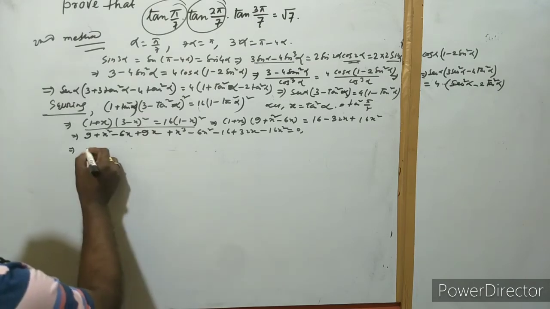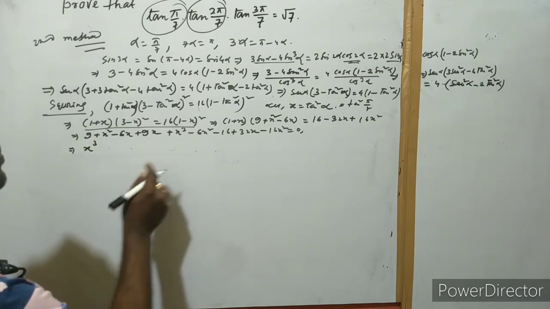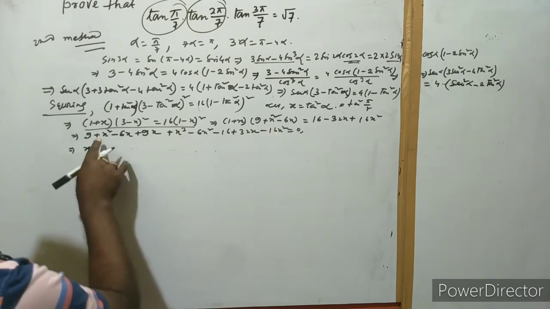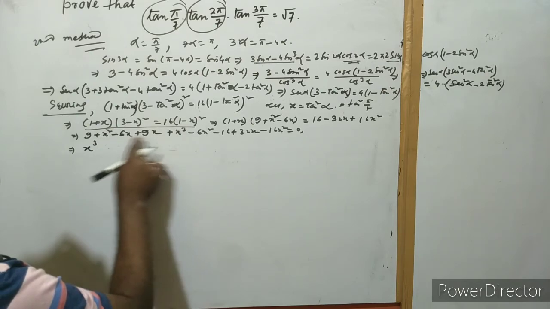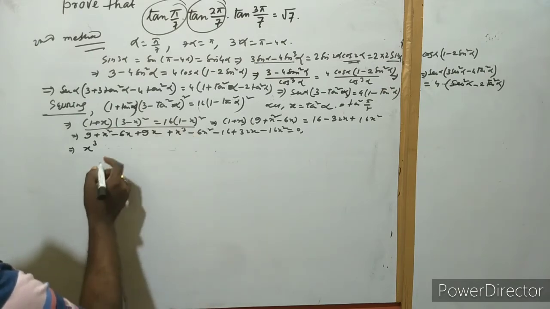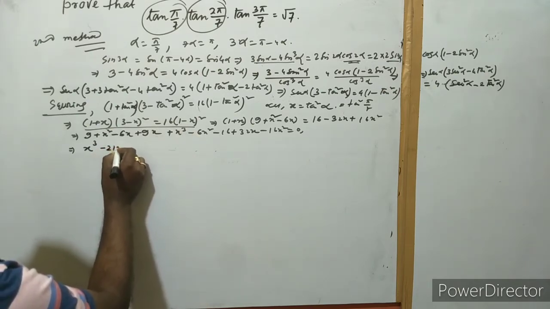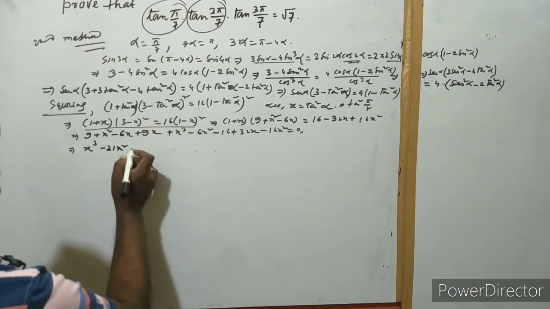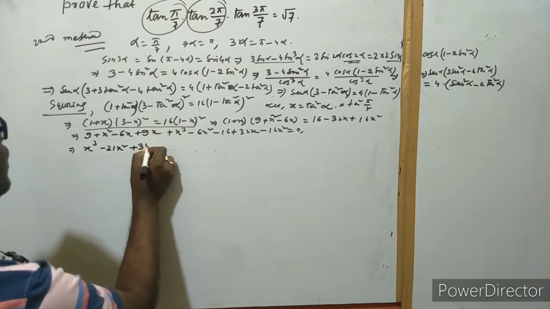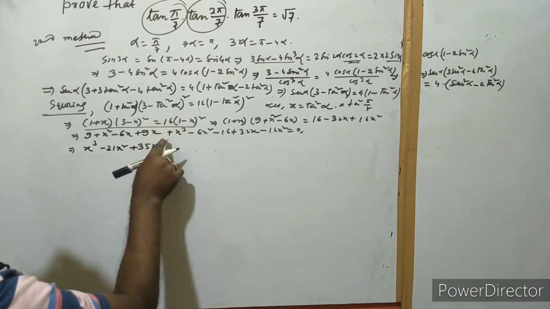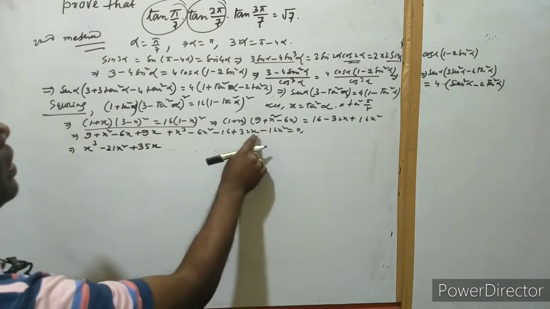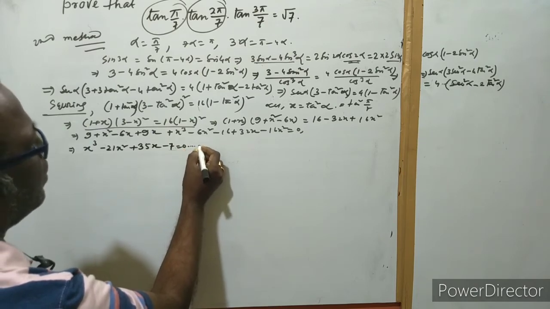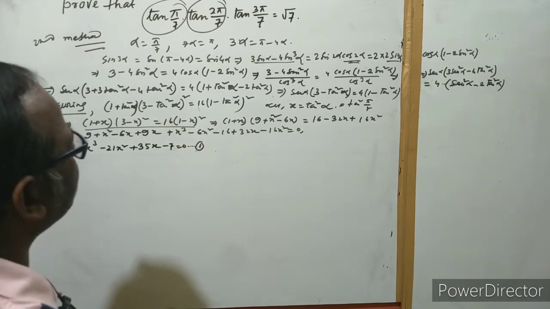Implies that x cube, 16 minus 1 is 15... and minus 6, this is 21x square, and 32 and 3, 35x, this is 9 and minus 16, this is minus 7 equal to 0. Okay, this is number 1.